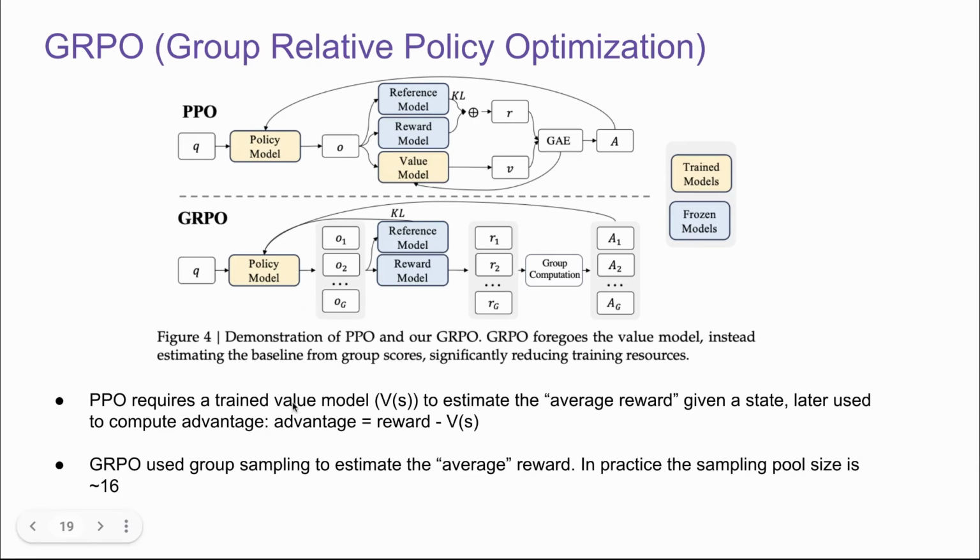PPO requires this trained model to estimate the average reward given a state, and it's later used to compute the advantage here. The advantage is basically reward minus the value. GRPO is trying to avoid training two models by using group sampling to estimate the average reward. In practice, the sampling pool size in their paper is around 60. So in this case, they are able to avoid training a second value model in a very smart way. This is what makes GRPO more efficient and less complex from a system standpoint.